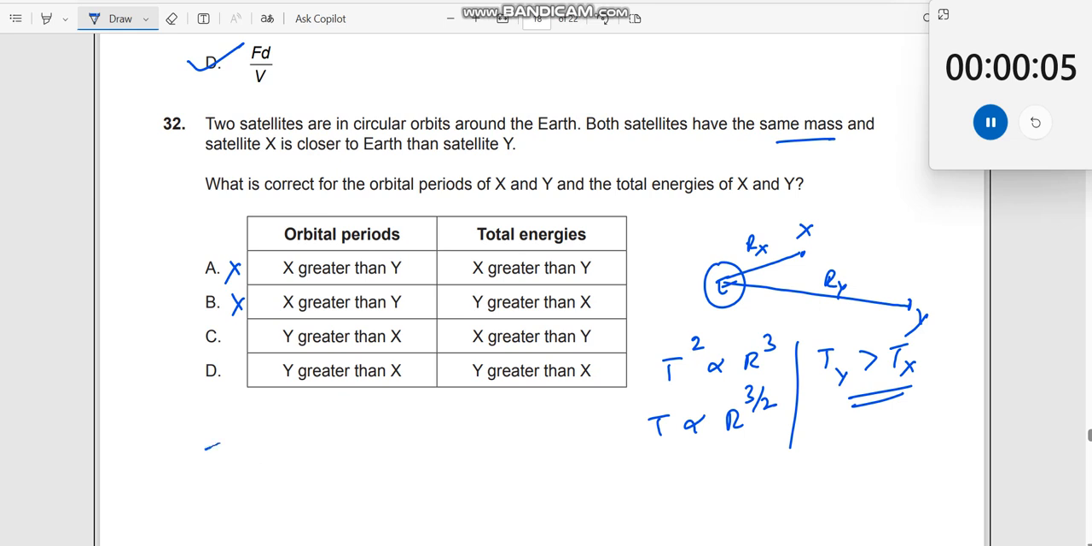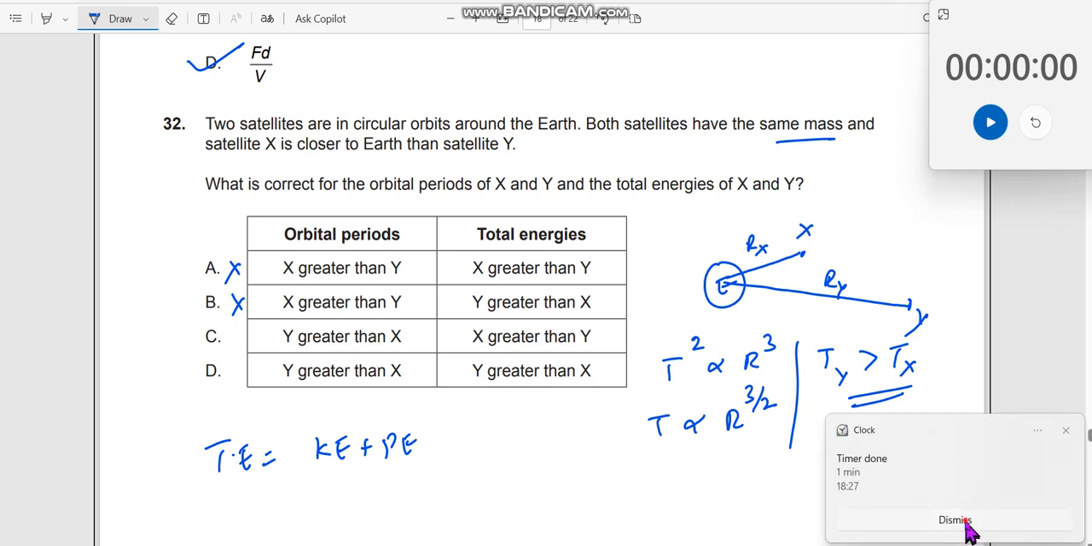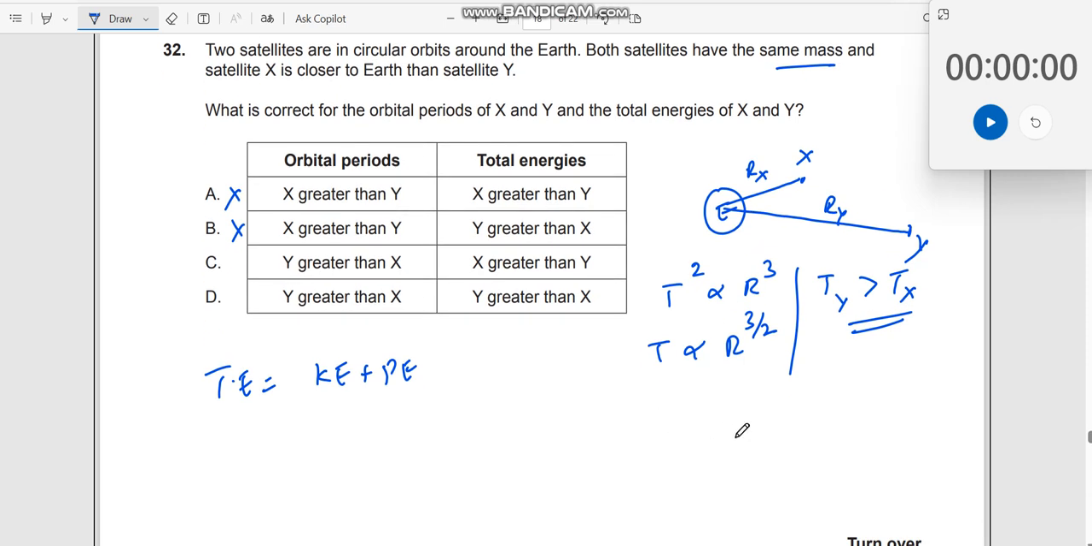Then total energy. Total energy is equal to kinetic energy plus potential energy, right? As the object goes farther away from the Earth, the kinetic energy reduces, and at the same time, potential energy increases. Now let me show you why this happens. Kinetic energy is given by half mv squared. What is v here? Orbital velocity, which is the square root of GM by r. So kinetic energy is half m into GM by r, which is equal to GMm divided by 2r.